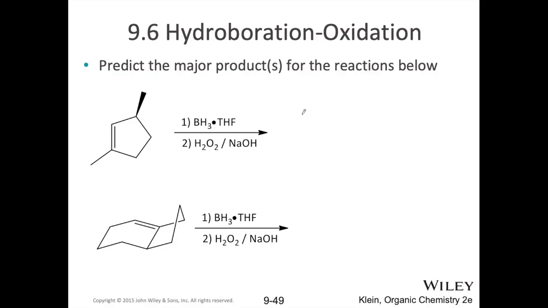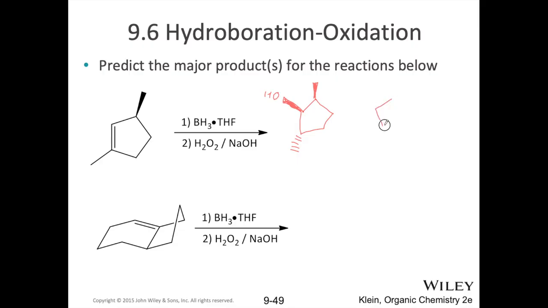So our products are going to look like this. Here's our methyl group up here that's going to stay the same, but I could have my alcohol group sticking out here. That means the hydrogen that's added on here will also be cis to this because of that syn addition. So if that hydrogen is sticking towards me, this methyl group over here is going to be sticking away from us.